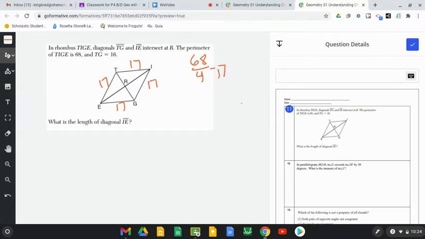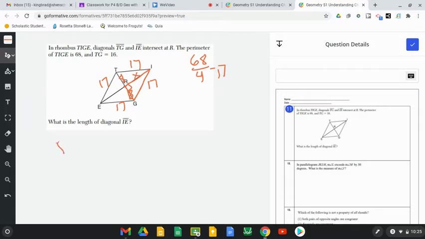Wait a second, what did I just talk about on my last question? That in a parallelogram, diagonals bisect each other, so they get cut in half. Well, every property in a parallelogram is true in a rhombus. So that means TR is 8 and RG is 8. I'm going to look at this shape right here. It's a triangle, specifically a right triangle, because in a rhombus, those diagonals are also perpendicular. So I can use a squared plus b squared equals c squared to find this right here, IR.